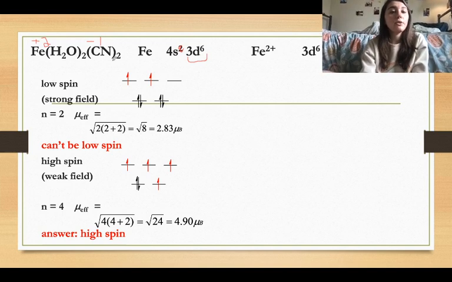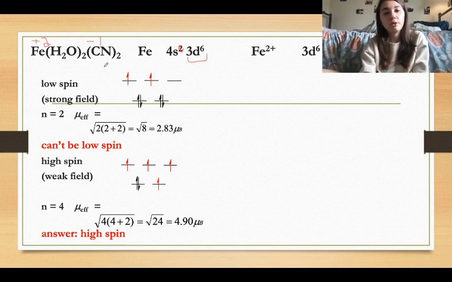So luckily, even though these are competing on the scale, and this is strong and this is relatively weak, I know that it can't be low spin and it's going to be high spin. And therefore, it's going to follow the rules of a weak field ligand.